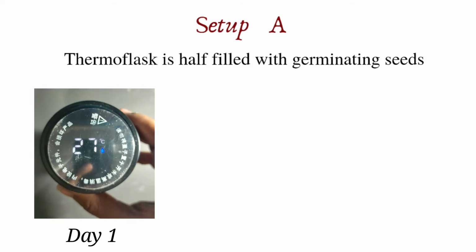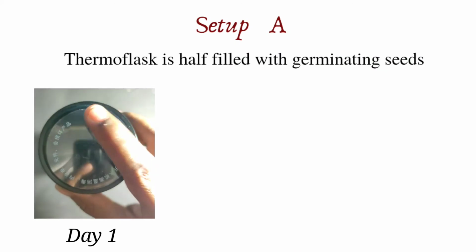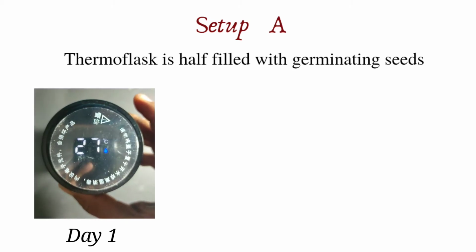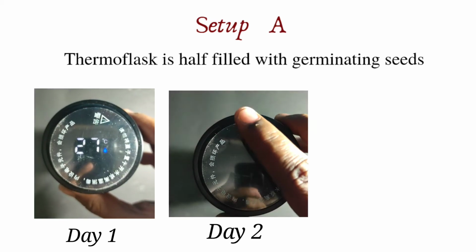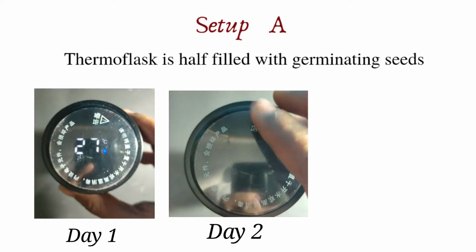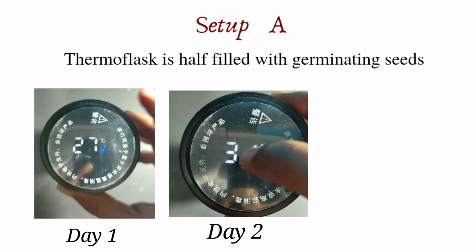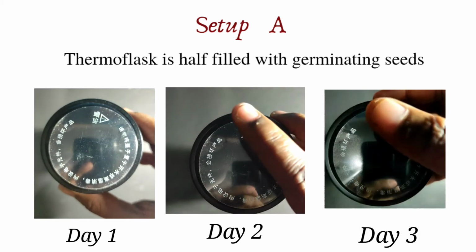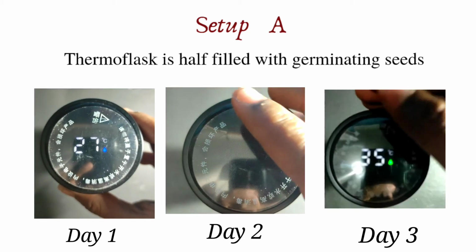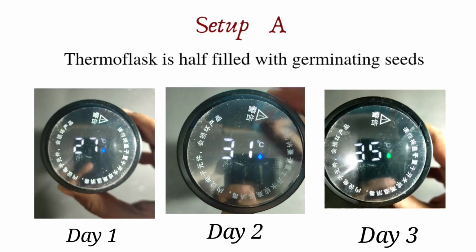In setup A, which contained the germinated seeds, there is a rise in temperature from 25 to 27 degrees centigrade on day 1. For day 2, it has risen from 27 to 31 degrees centigrade. For day 3, it has increased from 31 to 35 degrees centigrade. So, in all 3 days, there is a rise in temperature.